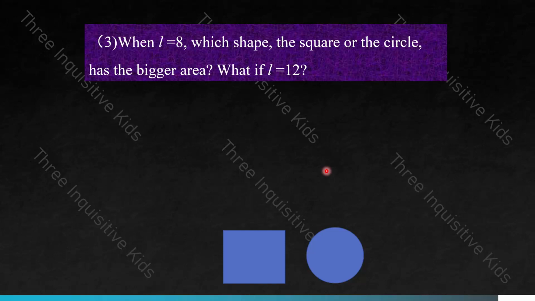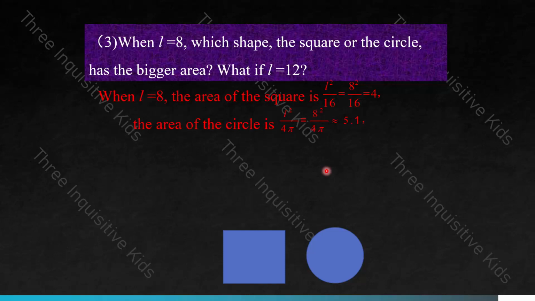When L is equal to 8, which shape, the square or the circle, has the bigger area? What if L is equal to 12? Well, all you have to do is substitute these given values into the area formulas of the square and the circle. When L is equal to 8, the area of the square would be 4, and the area of the circle would be about 5.1. So L squared over 4 pi is greater than L squared over 16.